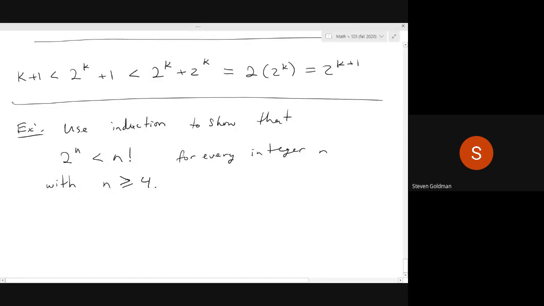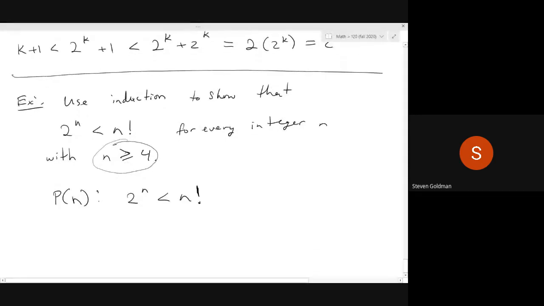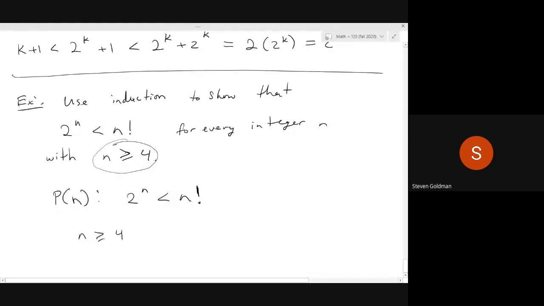This is again an inequality problem, but here our domain has changed. Right now, n is every integer greater than or equal to 4. So p of n here is the statement 2 to the n is less than n factorial. That's what we want to prove is true. Okay. And our domain is n is greater than or equal to 4, right? And where n is an integer.